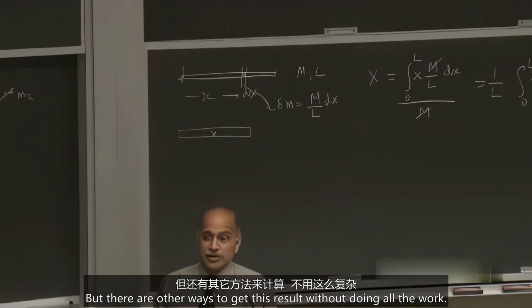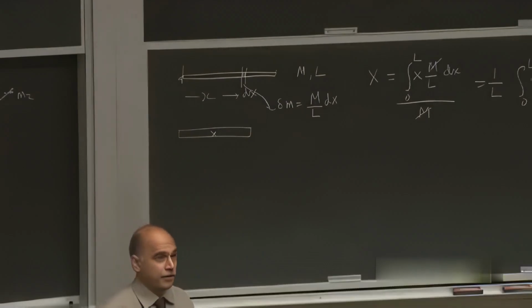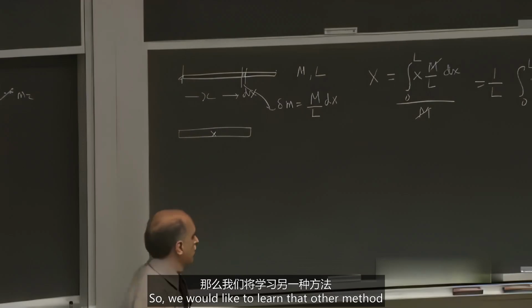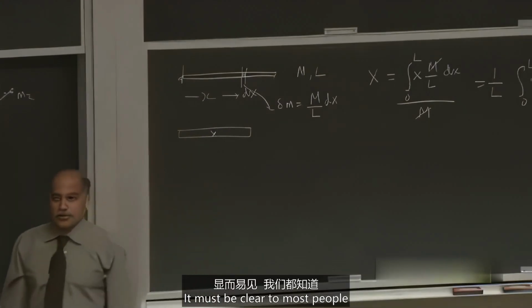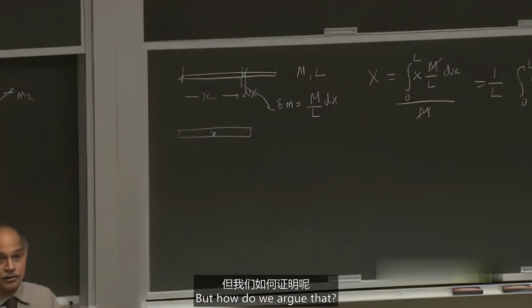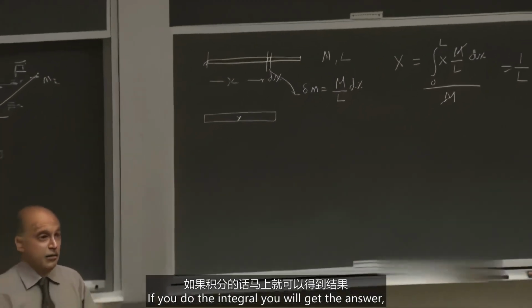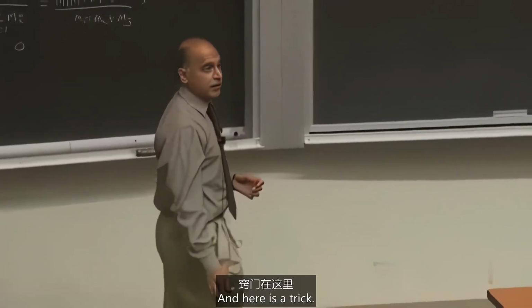But there are other ways to get this result without doing all the work. So we would like to learn that other method because it will save you a lot of time. It must be clear to most people that the center of mass of this rod is at the center. But how do we argue that? How do you make it official? If you do the integral, you will get the answer, but I want to short circuit the integral. And here is the trick.